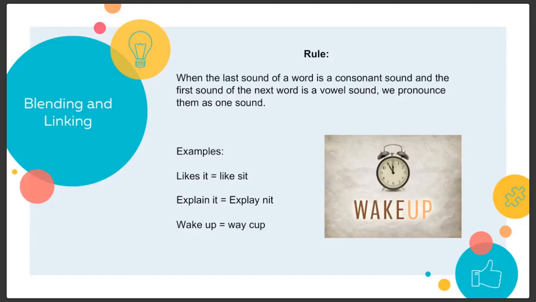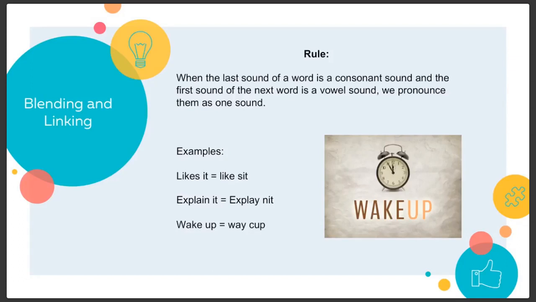We can say "likes it." For example, "she likes it." This sounds unnatural. Do you hear this pause between the words "likes" and "it"? She likes it. This is unnatural. This is like a robot. We're saying every sound of every word, and we're not blending or linking at all. Instead, it should sound like "likes it." She likes it. So it really sounds like "sit." It doesn't sound like "likes it."